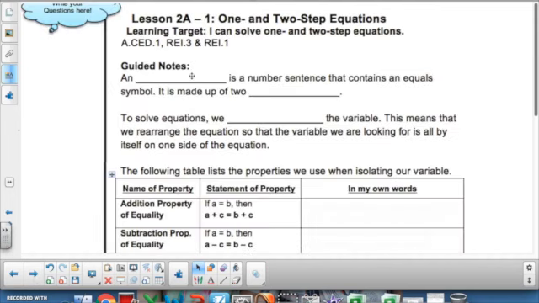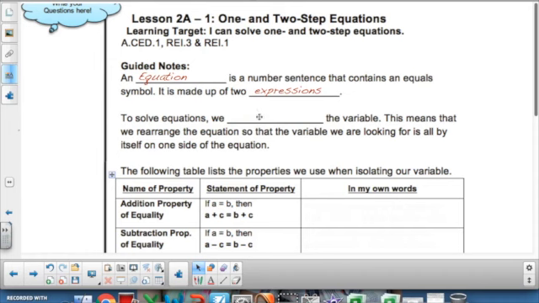So to get into our guided notes, remember please that if you have questions, write them down over here so that when we come around to talk to you, you can remember what it was you were going to ask. So our guided notes is just kind of a rehashing of the vocabulary word we just put in our glossary, and that is that an equation is a number sentence that contains an equal symbol. It is made up of 2 expressions. Again, these are the ones that we're used to using in Unit 1.